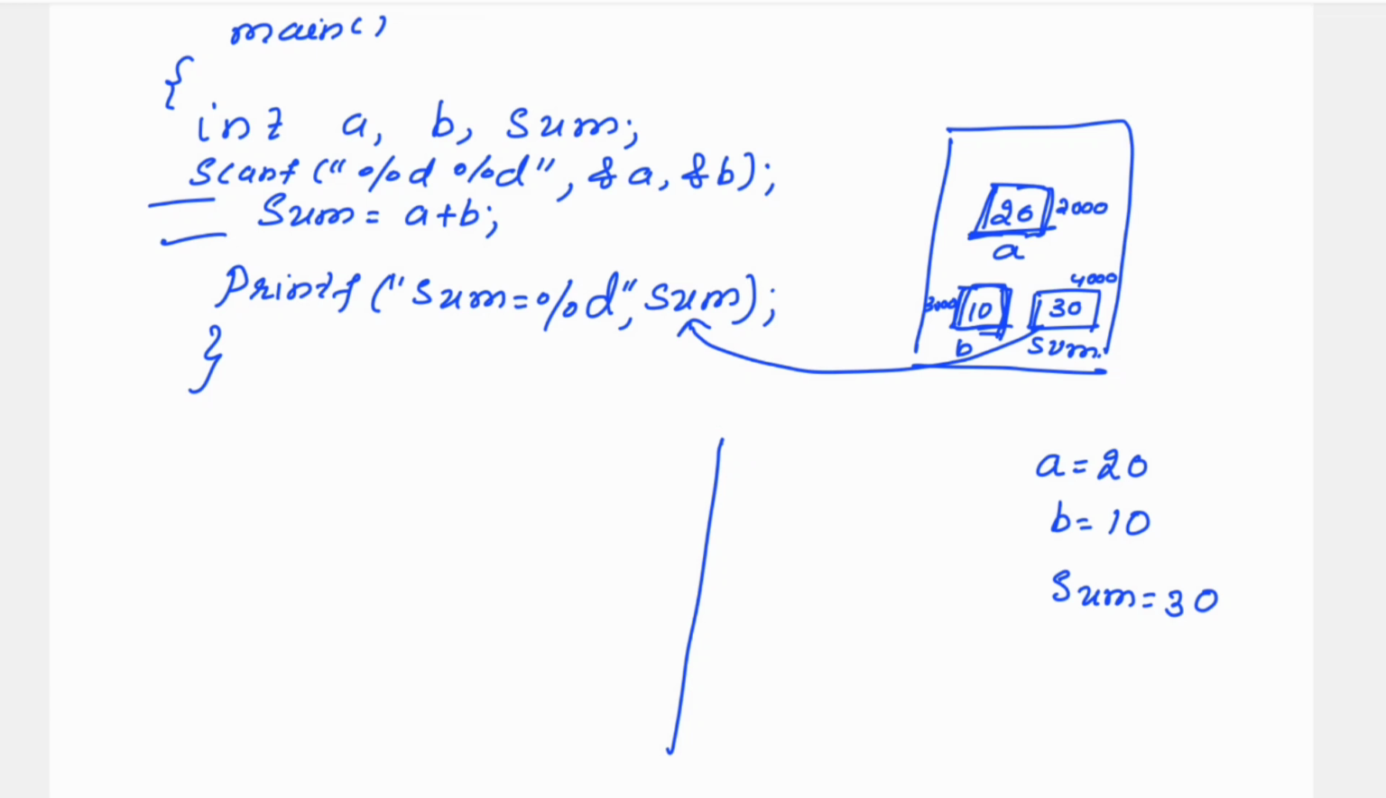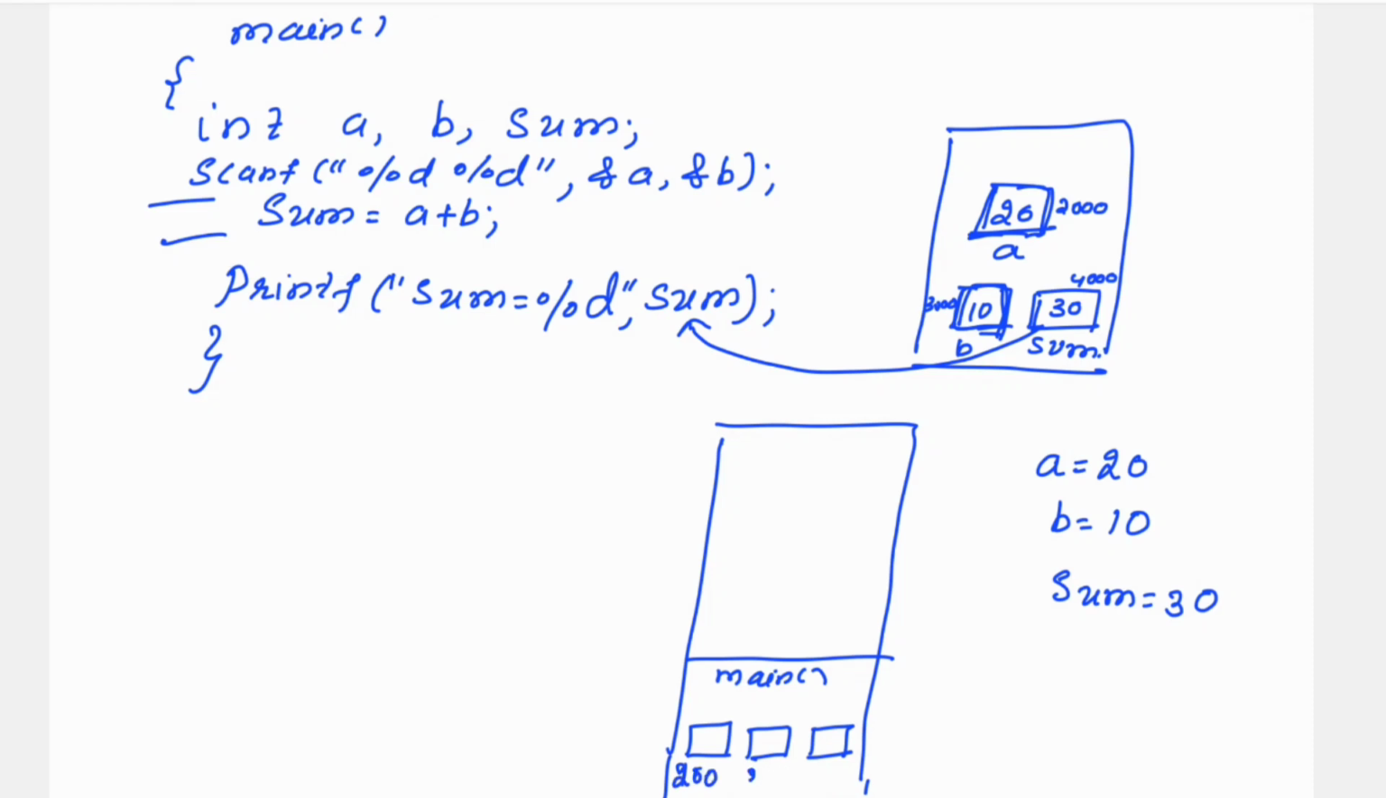Exactly how it happens is, if this is the memory, when you are using the main function, first the memory for main is allocated, and in main, since you are using three variables A, B and sum, all these three memory locations will have addresses like 2000, 3000 and 4000. And the names are A, B and sum. What are the values? 20, 10 and 30. Now, 30 will not be immediately stored; 30 will get stored after the computation of the statement sum equal to A plus B.